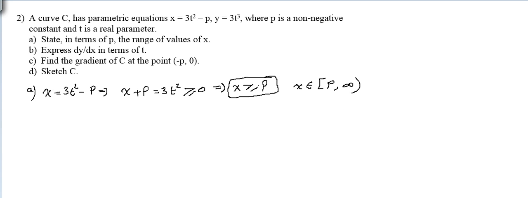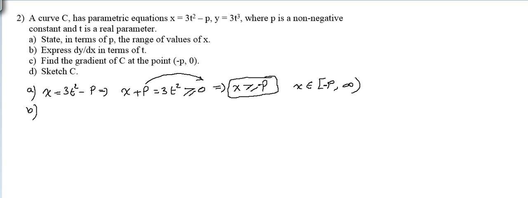Minus p, sorry, because we take p to the other side, it should be minus p. So it goes from minus p to plus infinity. Taking p to the other side of the inequality gives me minus p.